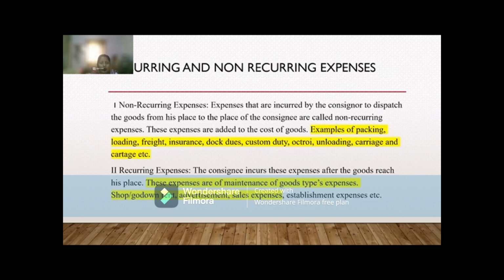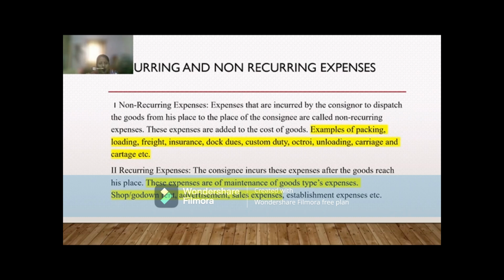The first thing we have to understand is the recurring and the non-recurring expenses. Let us see the meaning of non-recurring expenses. Expenses that are incurred by the consignor to dispatch the goods from his place to the place of the consignee are called the non-recurring expenses. These expenses are added to the cost of goods. Examples are packing, loading, freight, insurance, stock dues, custom duty, octroi, unloading, carriage.